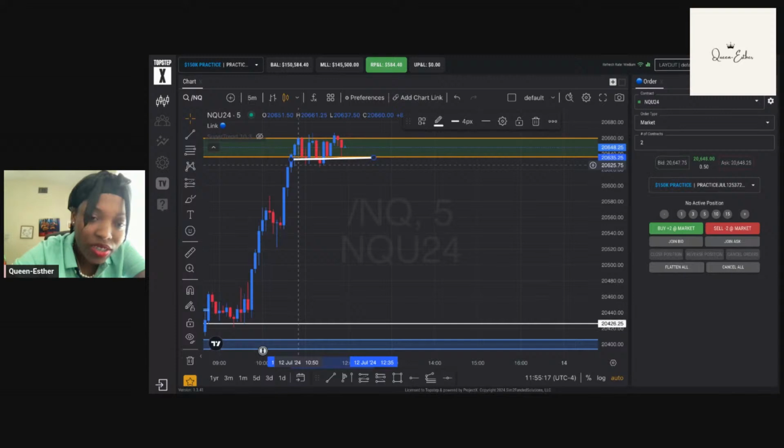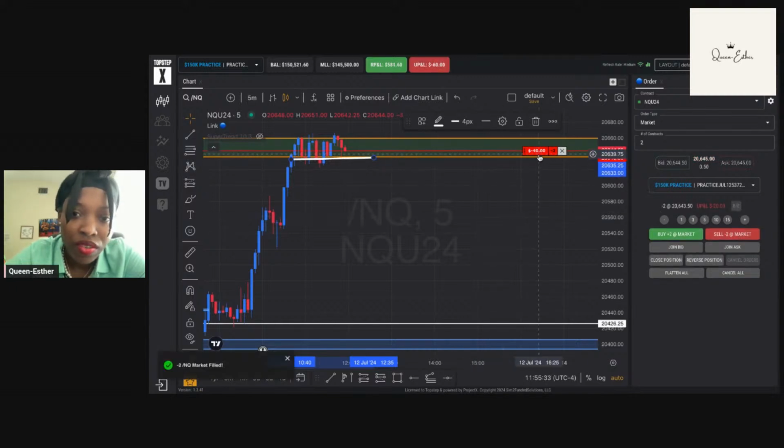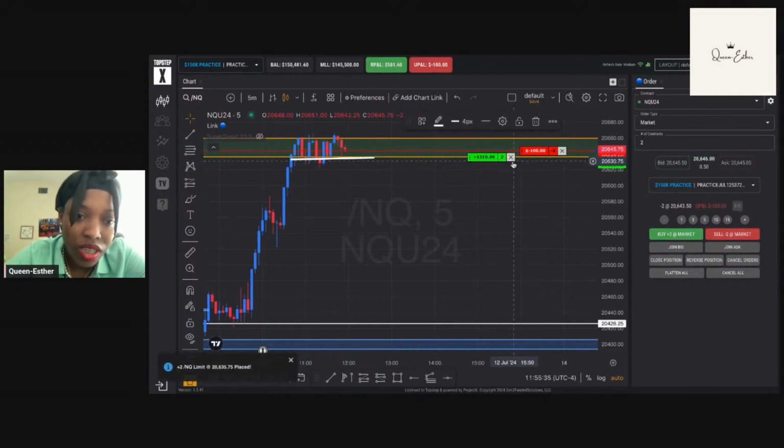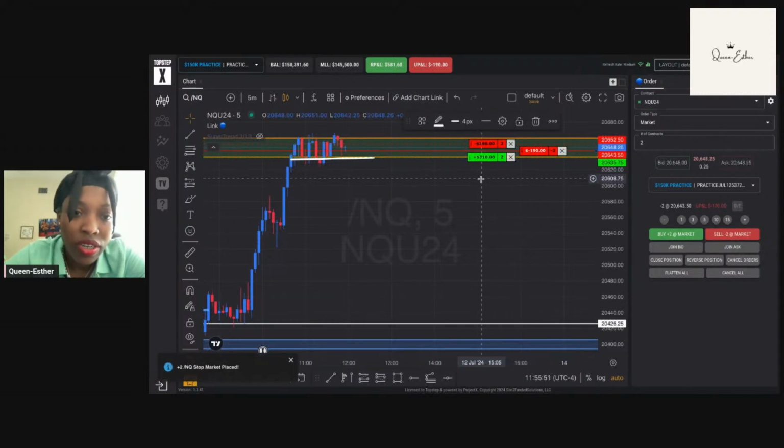It looks like it's going to keep going down, right? Because I see like a double top forming right here. So I can enter the trade again, right? Order filled. And you want to have like a tight stop loss. All right. If it's past 200, I'm going to close it.